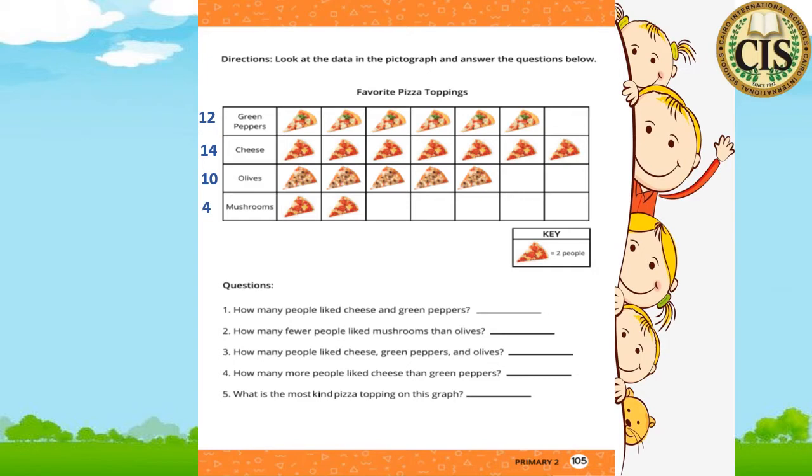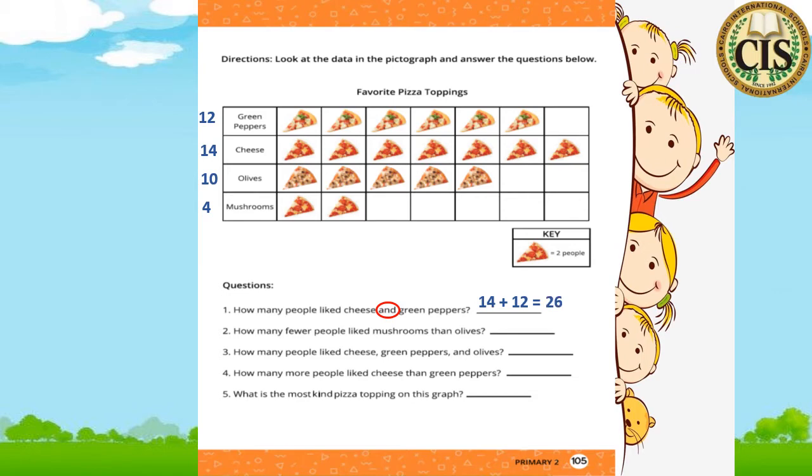Now let's move to the following questions. The first one, how many people like cheese and green peppers? Here we have the keyword and, so we will write plus. Cheese and green peppers, so we will add 14 plus 12 equals 26.